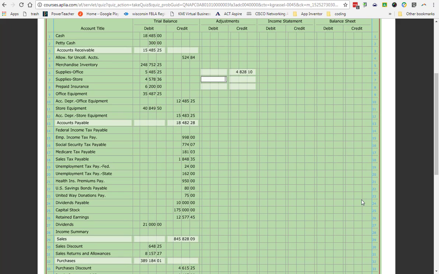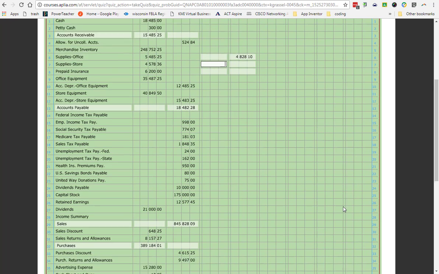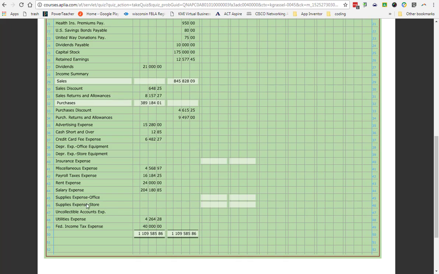Now, hold the accounting train because I have a problem. I got a credit and I don't have a debit. So I have to scroll down. And when I scroll down, I have this account called supplies expense office and supplies expense store. So I'm adjusting supplies office right now, so I need to debit supplies expense $4,828.10 to account for what I've used up.